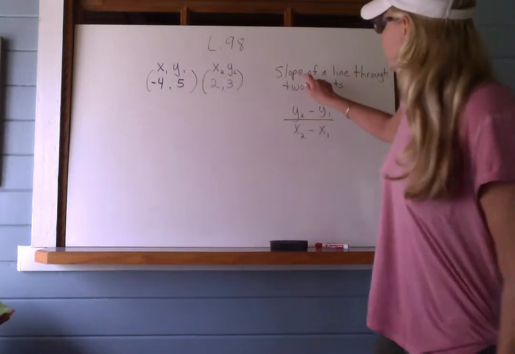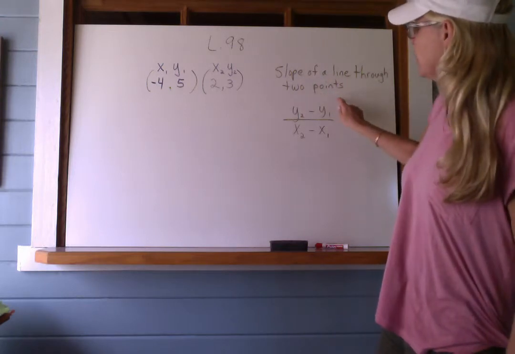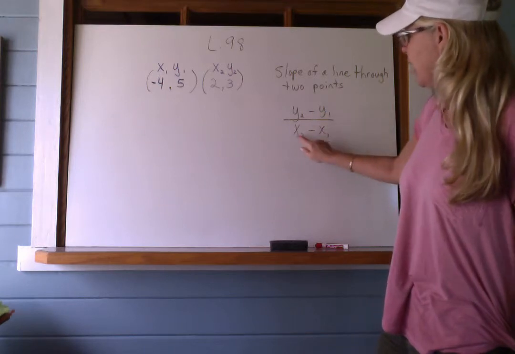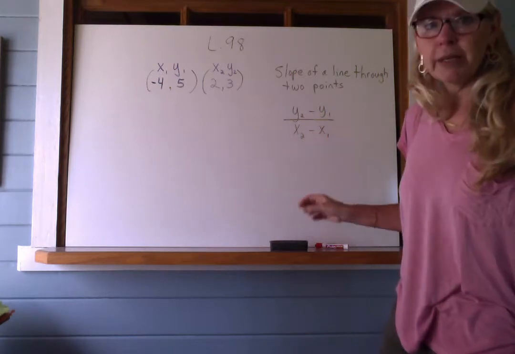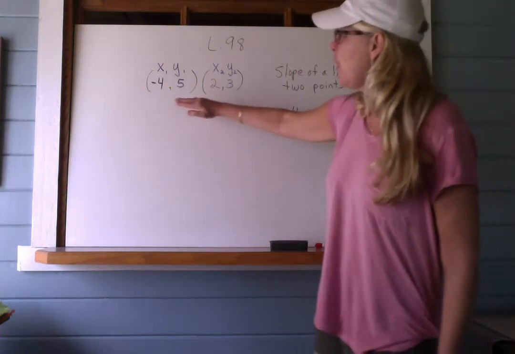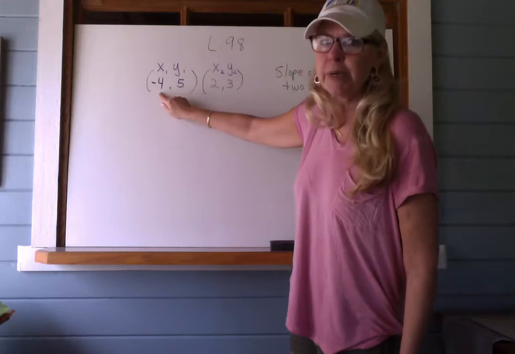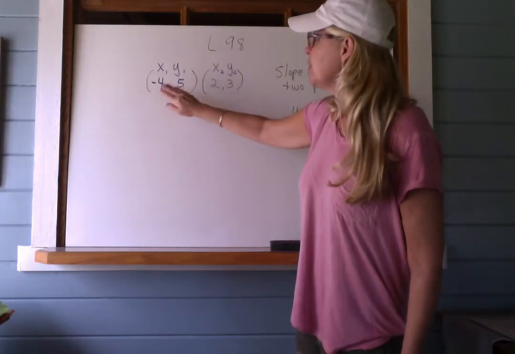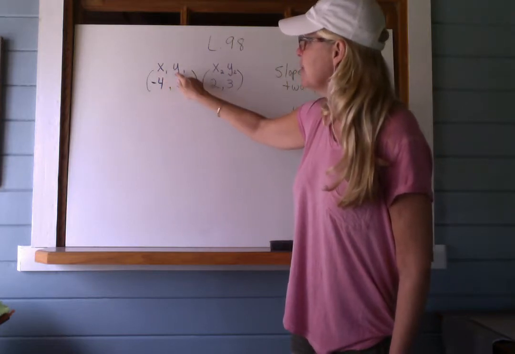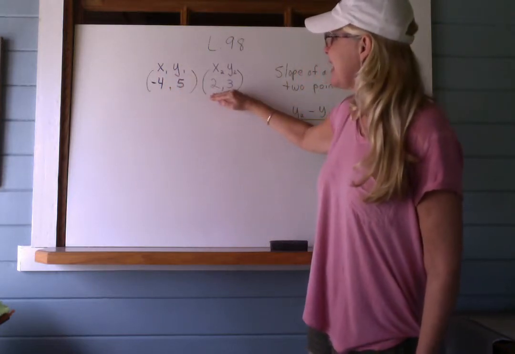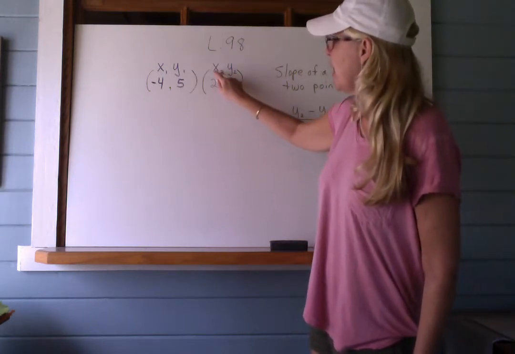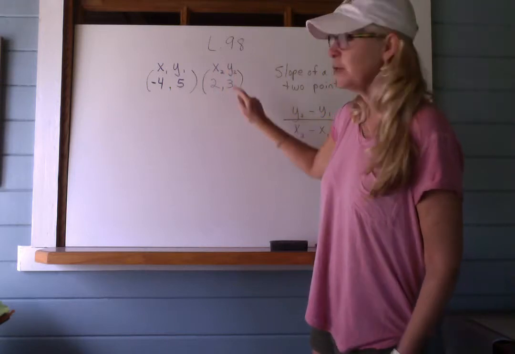The formula for the slope of a line through 2 points is y2 minus y1 over x2 minus x1. Those are subscripts, they're not squared, okay? Because it's going to match up with our points over here. Remember, x always comes first, then y. So this is my first set, x, y. That's why I have a 1, my first x and my first y. And this is my second set here, my second x and my second y. That's why I have it labeled x2, y2.